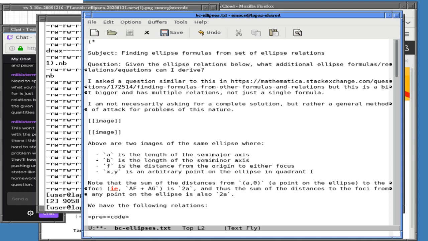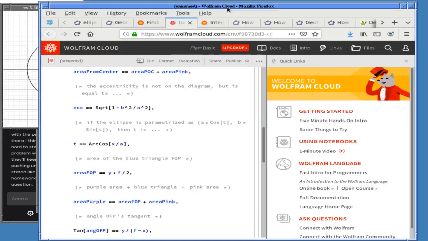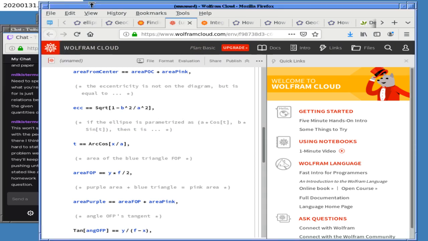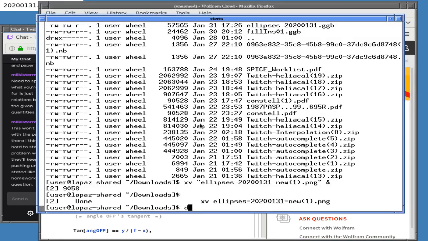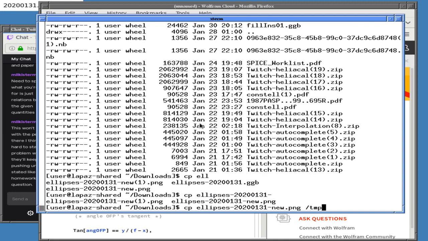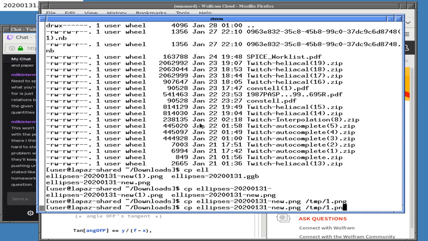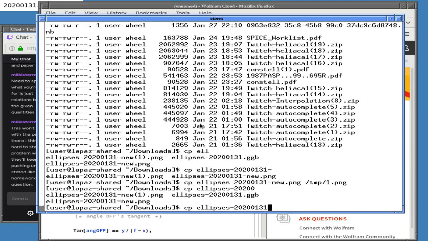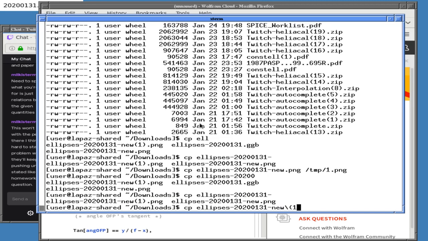Well, one thing I need to do with it, which is very minor, I just need to copy these images to really simple names so when I upload them they won't be weird. But that is not difficult. Copy ellipses new png to temp1.png, and the other one to temp2.png, very original names there.